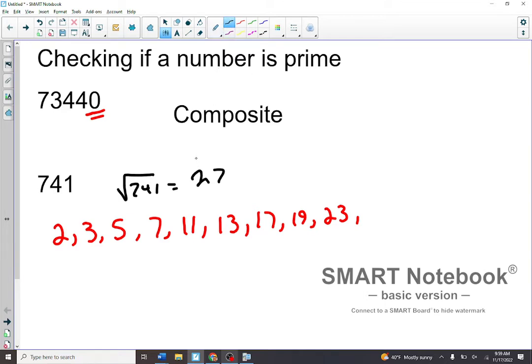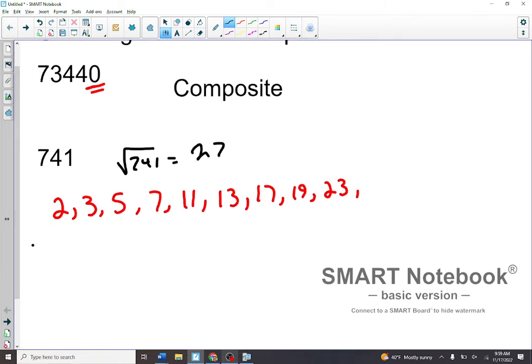Why are these prime? What makes a number prime? Because they only go into one and themselves. Yes. Okay, so now what we do is we just divide 741 by each number to check if it's true.